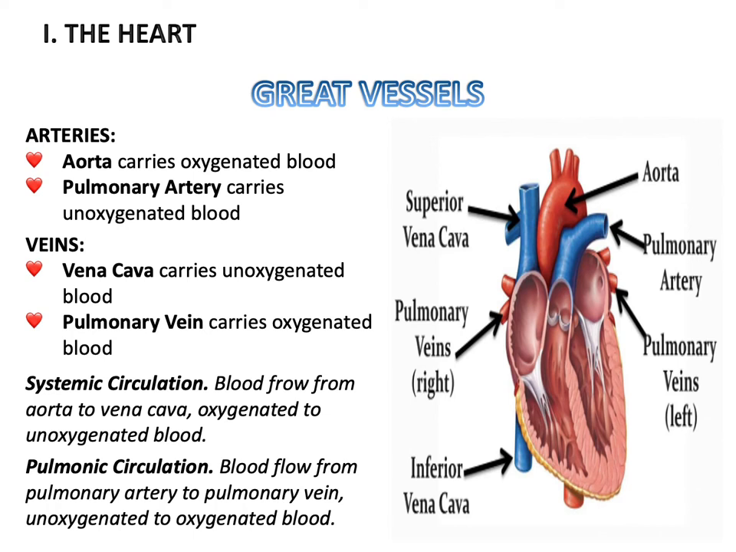While the pulmonary vein carries oxygenated blood, connecting the pulmonary circulation to the left atrium. So, galing naman sa lungs, yung dala-dala niyang dugo, papasok ng heart. Both veins are connected in the atria. So, si vena cava, connected yan sa right atrium, at yung pulmonary vein naman, connected sa left atrium.